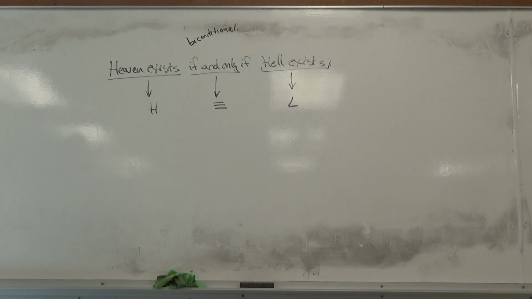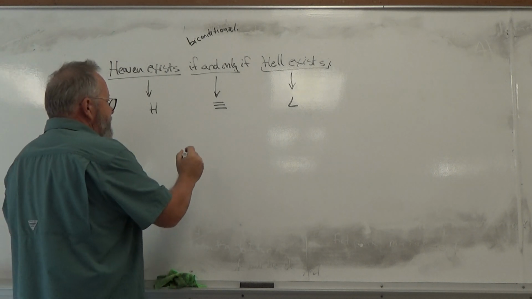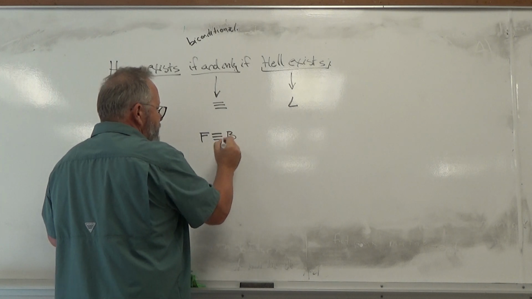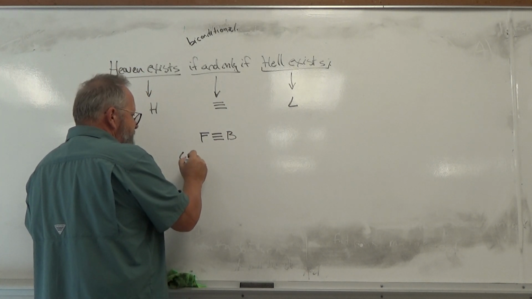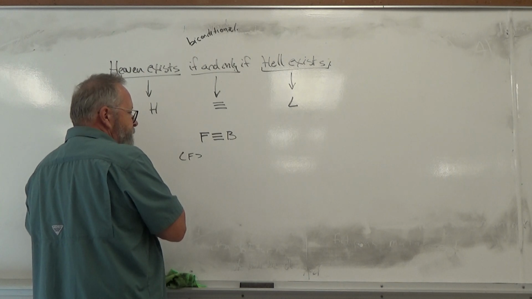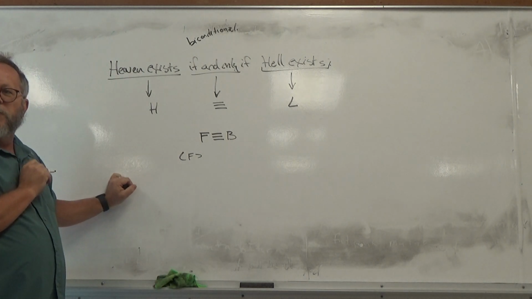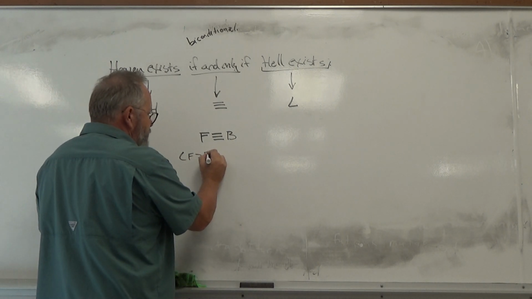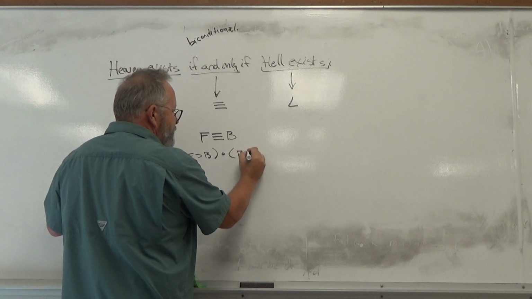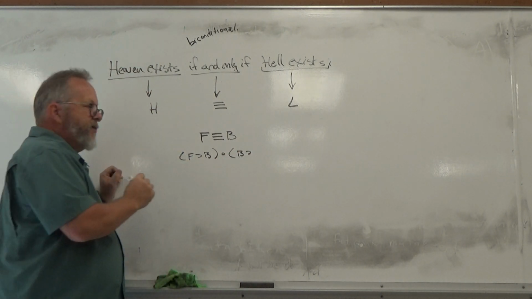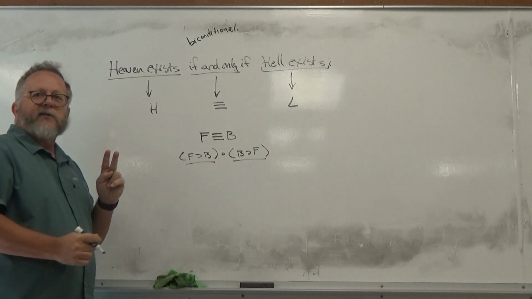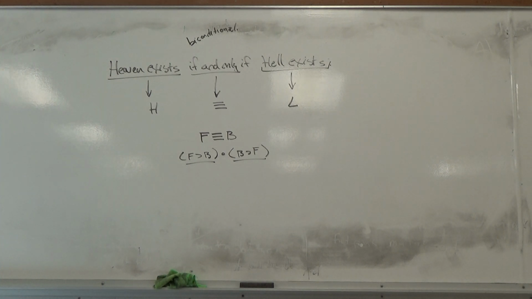Biconditional. Why is it called the biconditional? Well, suppose I say something like this. Fred goes fishing if and only if Barney goes fishing. Well, what does that mean? It means if Fred goes fishing, then what? Then Barney goes fishing. And if Barney goes fishing, then what? Then Fred goes fishing. Okay, hey, there's a conditional. There's another conditional. That's two, as in biconditional. Does everybody understand that?